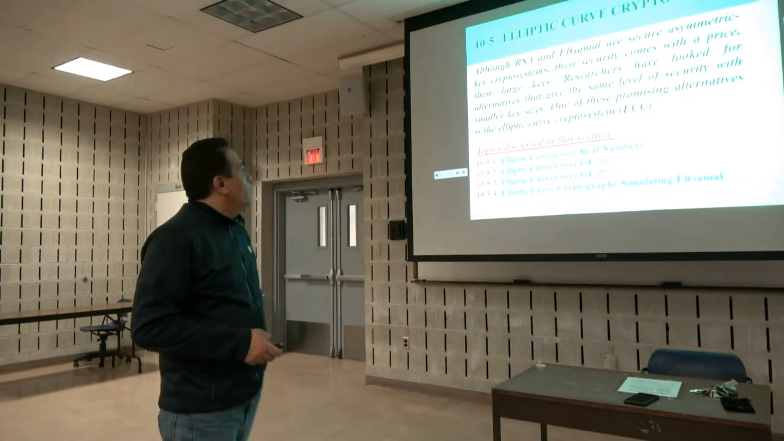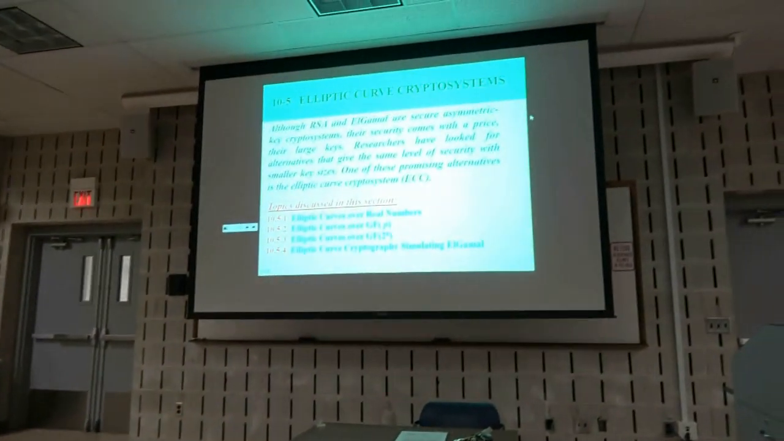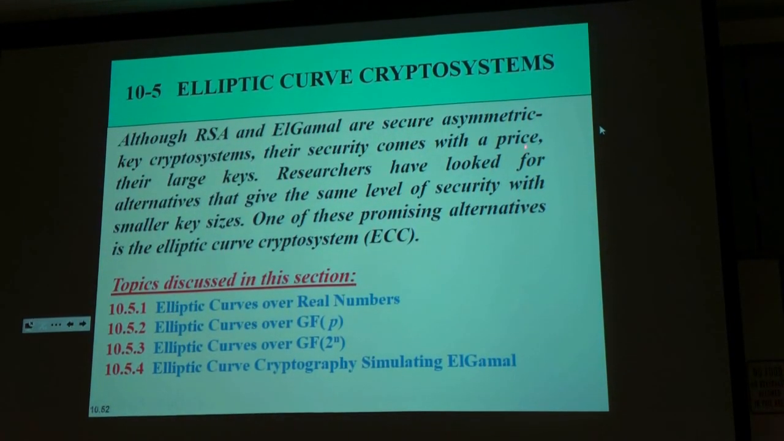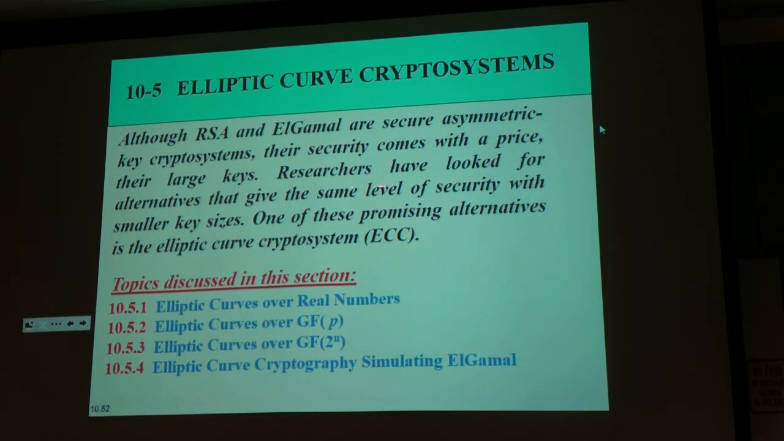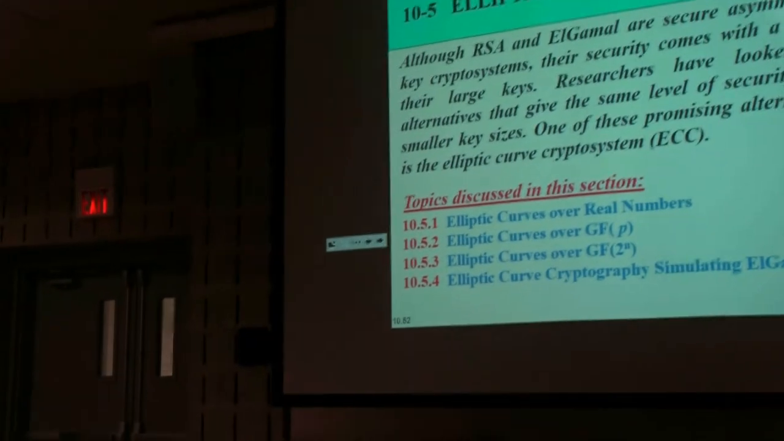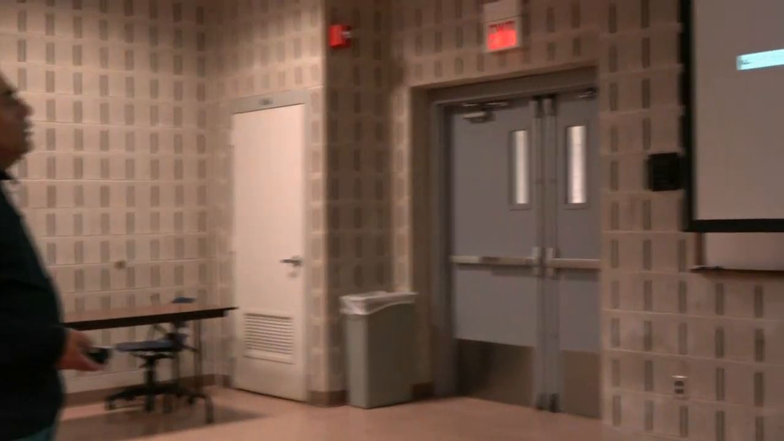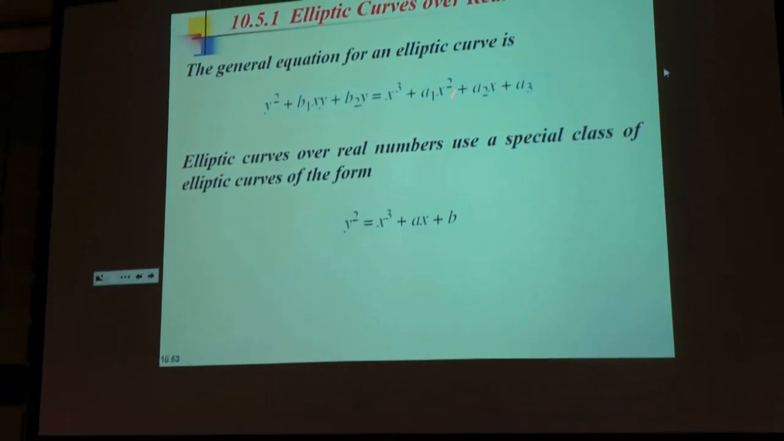Although RSA and Al-Jamal are secure asymmetric key cryptosystems, their security comes with a price. They have large keys. You saw the large keys, right? Researchers have looked for alternatives that give the same level of security with smaller key sizes. One of these promising alternatives is the elliptic curve cryptosystem, famous as ECC. I'm sure some of you are going to use it in your research, because that's what we are doing.